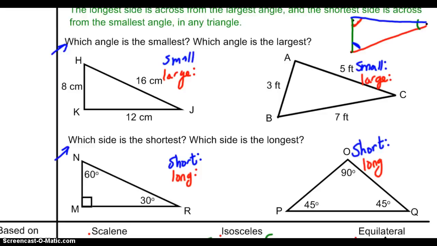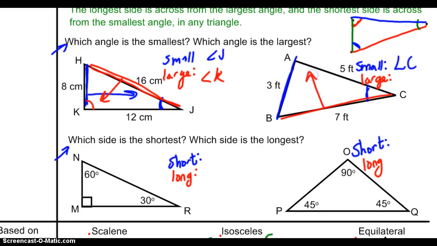Well, since the shortest side is HK, my smallest angle will be angle J. Since the longest side is HJ, across from it is my largest angle, which will be angle K. For the next one, my smallest side looks like to be AB, so my smallest angle is going to be angle C. And my largest side seems to be BC, so the largest angle will be angle A.